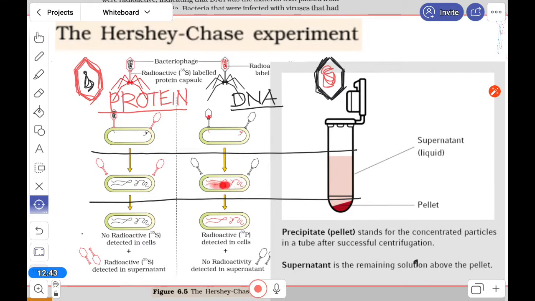The radioactive phosphorus is labeled in the DNA. So it is very clear that DNA gets inside the bacterium. So DNA is the genetic material. DNA is passing in, I mean, to show its characteristics. From this experiment, it is 100% proof that DNA is the genetic material. I think you have got the fact here.